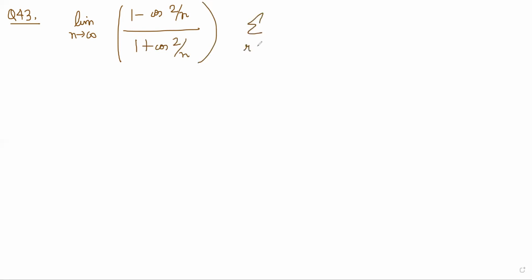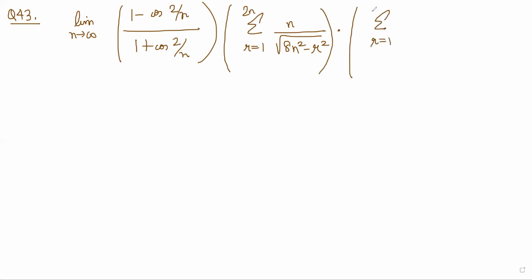And in this question, we have to apply limit definite integral as the limit of a sum, and we have this expression. We have to actually just find the limit here. So the expression is this: summation r is equal to 1 to 2n, n by root over 8n square minus r square, multiplied by summation r is equal to 1 to 3n this time, n by root over... we have to find these three limits.